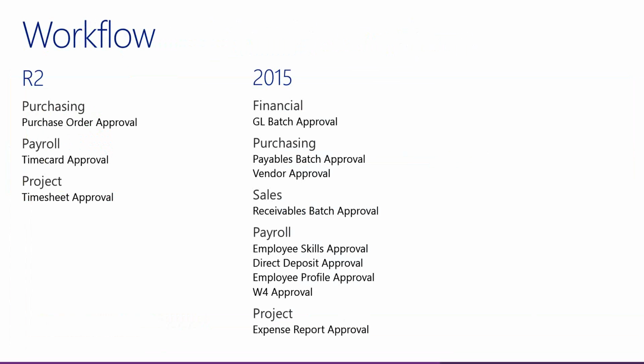When GP 2015 launched, they added GL batch approvals. They added a couple more of the purchasing approvals, and receivables batch approvals. They added four more payroll, again U.S. payroll, workflow approvals, and they added an expense report approval for project. This is just the first step. They've brought all of this functionality in-house, inside of the product. And it's really clean, and it's made a lot of advancements in the system.